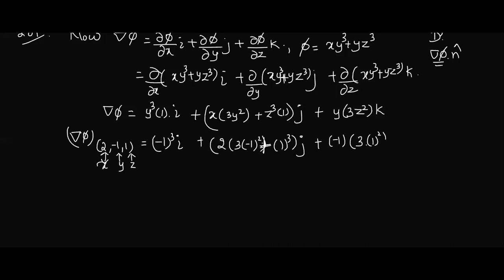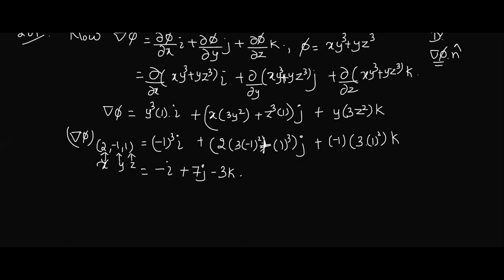Simplify and tell me, what is minus 1 cube? Minus i. Here, minus 1 square is no problem, 1 only. 3 2s are 6, plus 1, so 7j. Next, 3 into minus 1 square is minus 3, so minus 3k. Hope all are getting the same. This is my del phi.